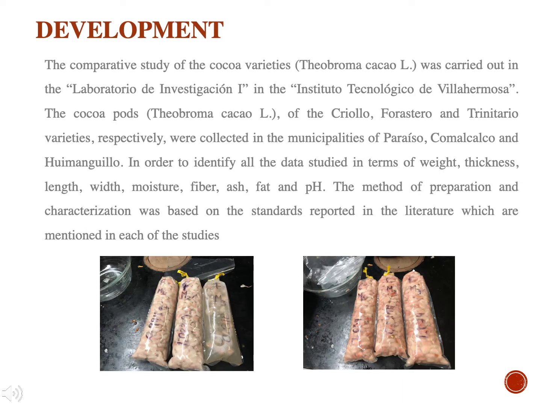Development. The comparative study of the cocoa varieties Theobroma cacao L was carried out in Research Laboratory 1 at the Technological Institute of Villahermosa. The cacao pods of the Criollo, Forastero, and Trinitario varieties, respectively, were collected in the municipalities of Paraíso, Comalcalco, and Huimanguillo, in order to identify the data studied in terms of weight, thickness, length, width, moisture, fiber, ash, fat, and pH.